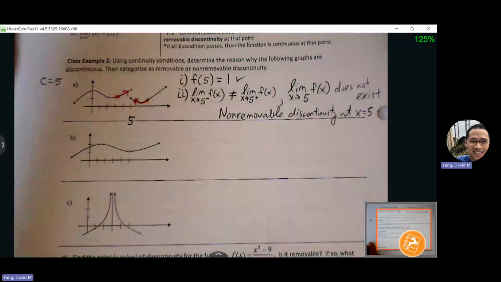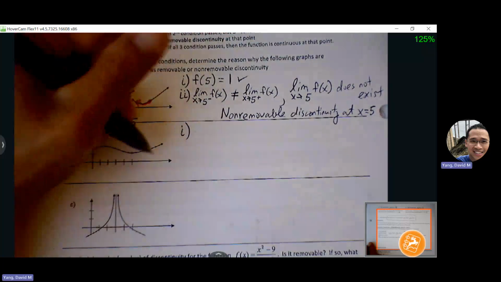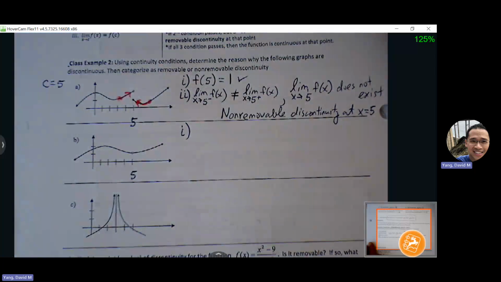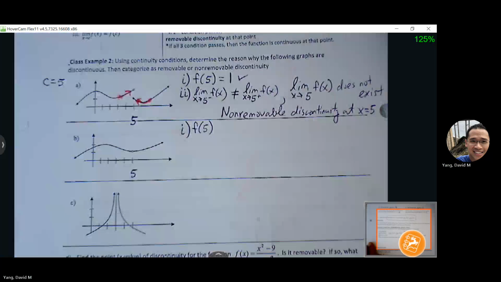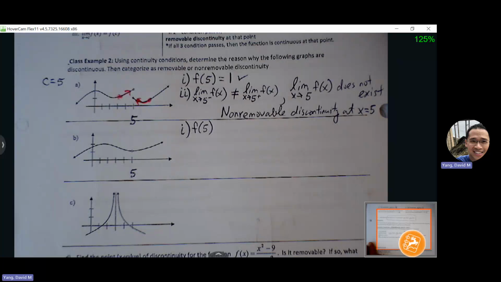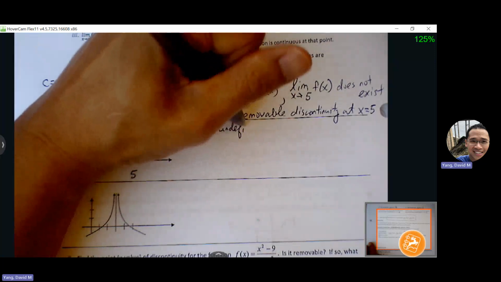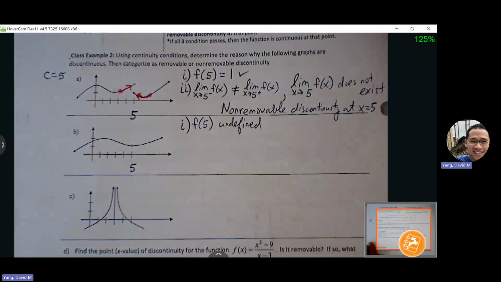Okay, second condition. Sorry, part B. Again, the point in question is at 5. We can tell there's a hole, but we're going to go through our conditions. First thing, what can we say about f of 5? Defined or undefined? Undefined. Okay. Now, we already know the graph is not continuous, but we haven't proved what type of discontinuity yet, so we're going to keep going.